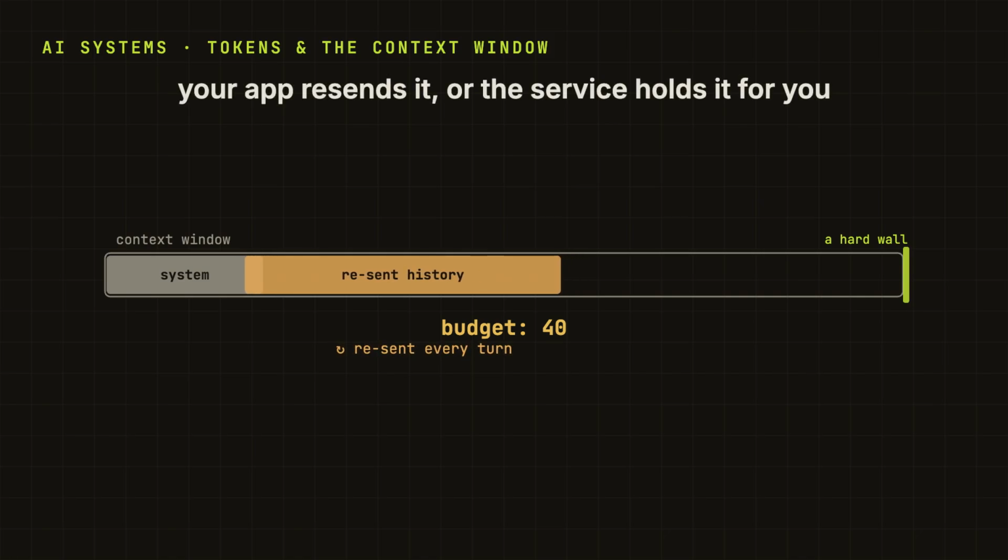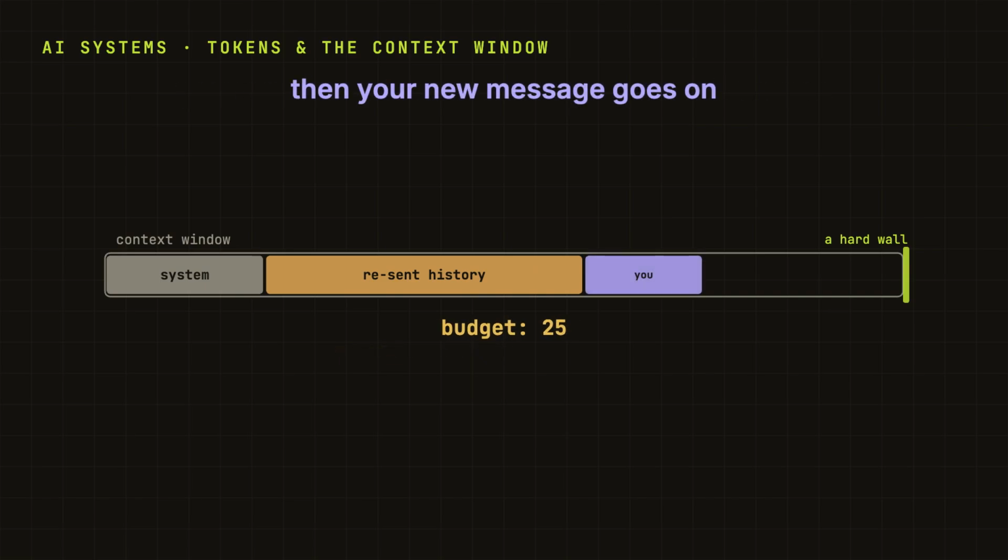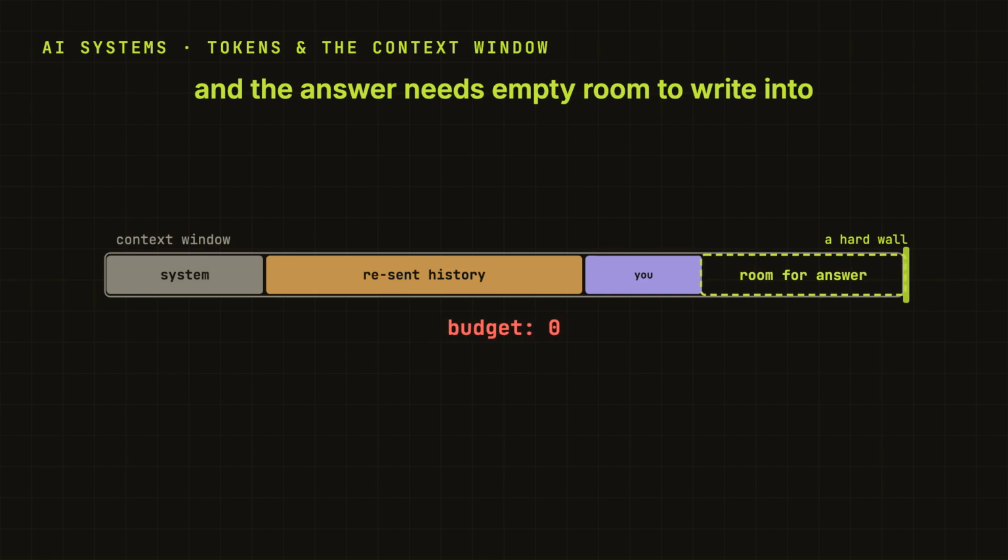Now, your app might resend all of it, or the service might hold on to it for you behind the scenes. But either way, it lands back in front of the model. Then your new message goes on. And then the part people don't expect: the model's own answer has to fit on that same desk as well. It needs empty room to write into.